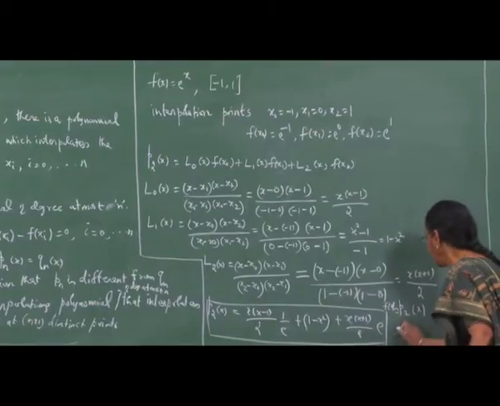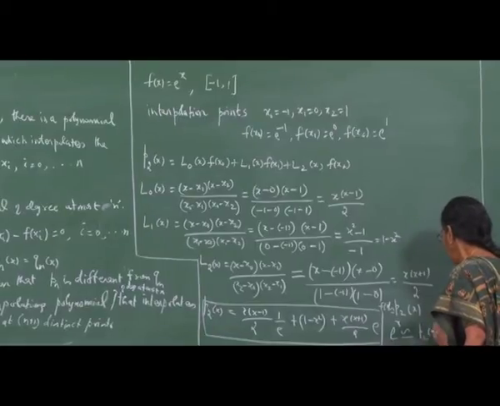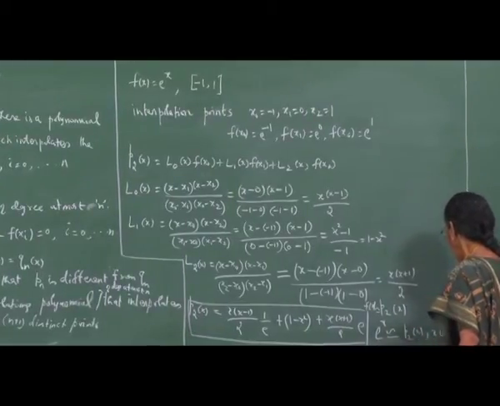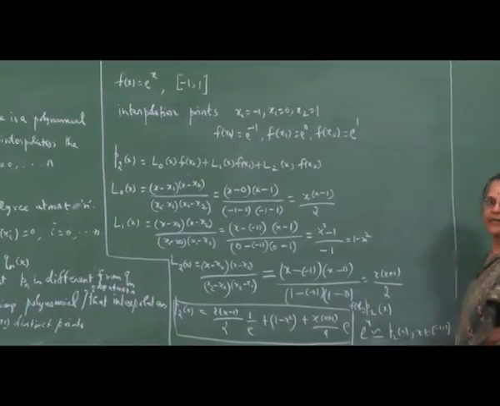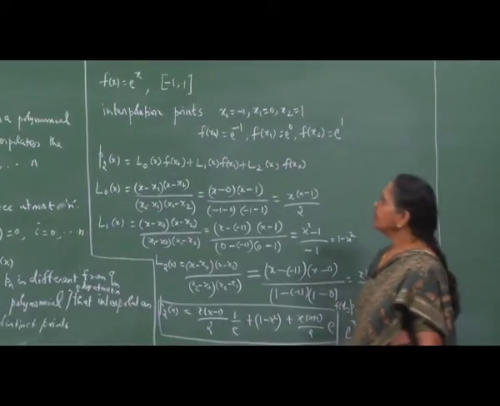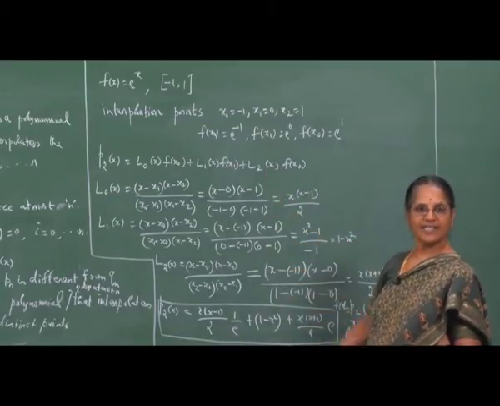What is f of x? E power x is approximated by P2 of x, for x in the interval minus 1 to 1. I hope the explanations and the calculations are clear to you.